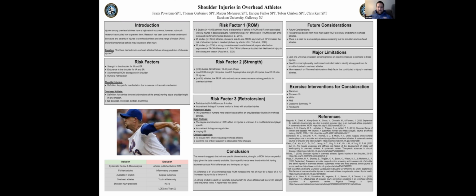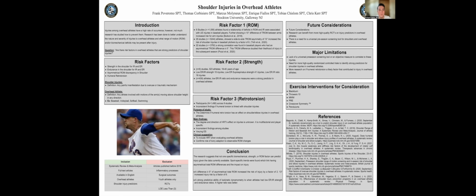So I'm going to start with an introduction. Injuries among overhead athletes have a high rate of occurrence. However, not much research has studied how to prevent them. Research has been done to better understand the nature and severity of injuries to overhead athletes and what range of motion and/or biomechanical deficits may be present after injury.